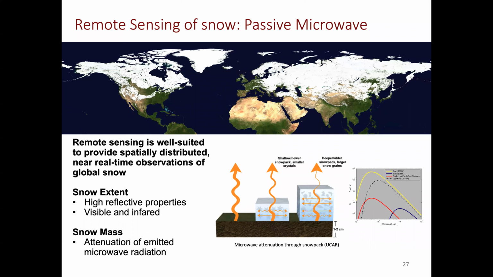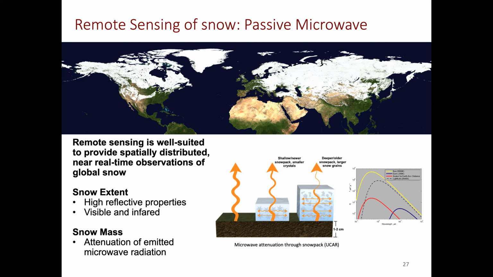Now we'll move on to focus on passive microwave satellites and mapping snow water equivalent directly. Remember from earlier, for passive microwave, we're measuring the amount of energy in the microwave that the Earth is emitting, in contrast to the visible and infrared, where we were measuring the reflected energy from the sun.